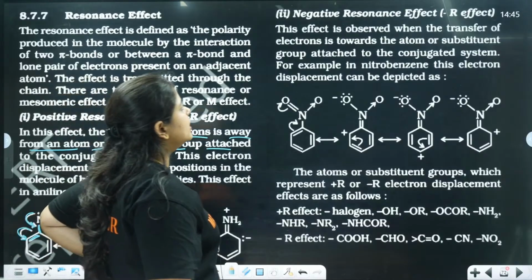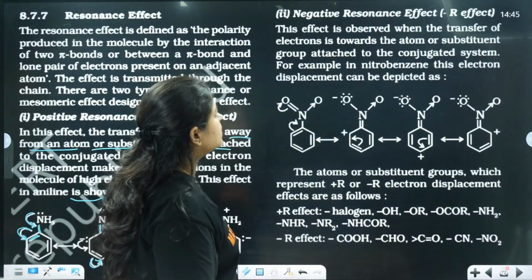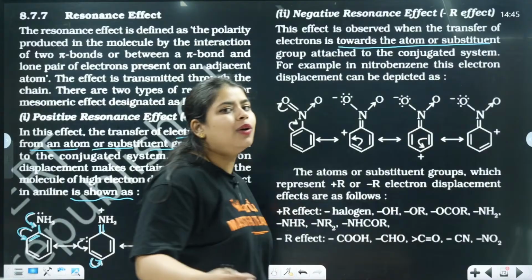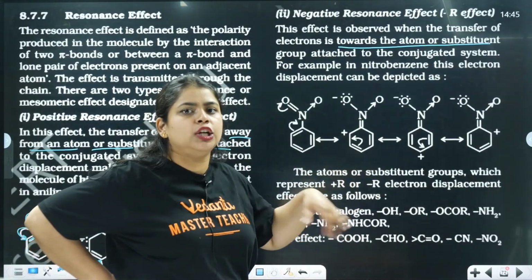Clear? Now, what is the meaning of a negative resonance effect? This effect is observed when the transfer of the electron is towards the atom. Negative is when it is happening towards the atom. Positive means away from the atom, negative means towards the atom.